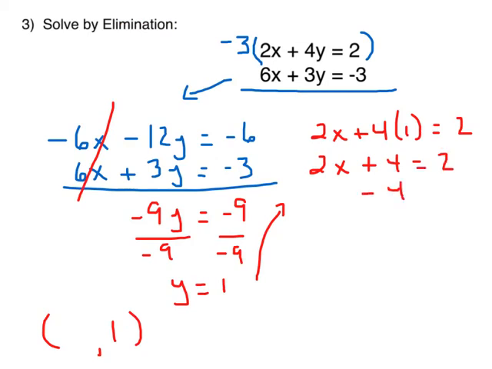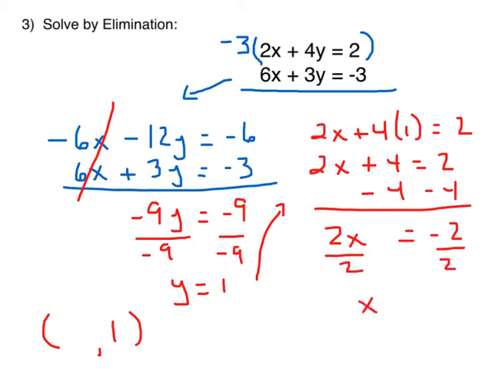Bring the 4 to the other side by subtracting it, or adding a negative, whichever way you want to look at it. And 2x equals negative 2. Almost there. Get rid of the 2 by division, and x turns out to be a negative 1. So my solution for this one is negative 1, 1. There's my answer. Once again, check it by plugging it back into both.